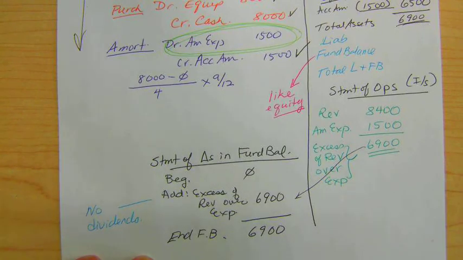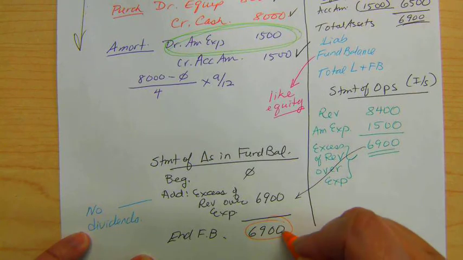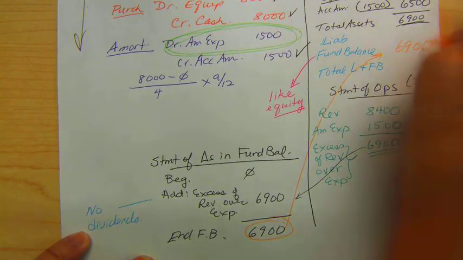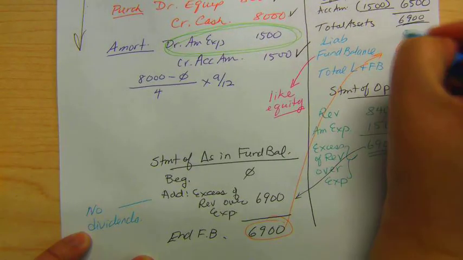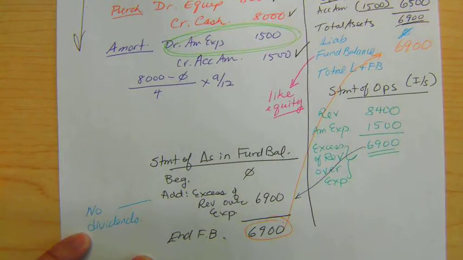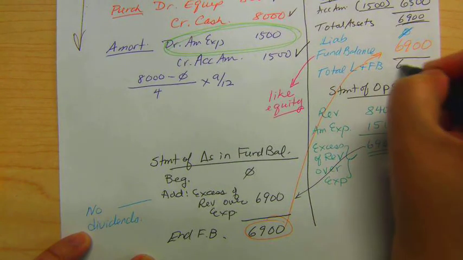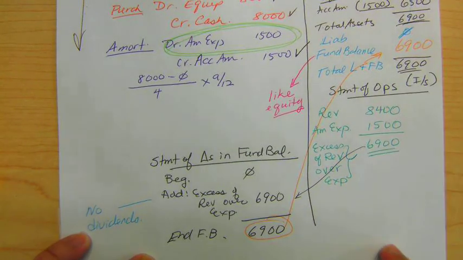That $6,900 goes all the way up here to become $6,900. And we said there were 0 liabilities. So our total liabilities and fund balance is $6,900, and they're balanced.